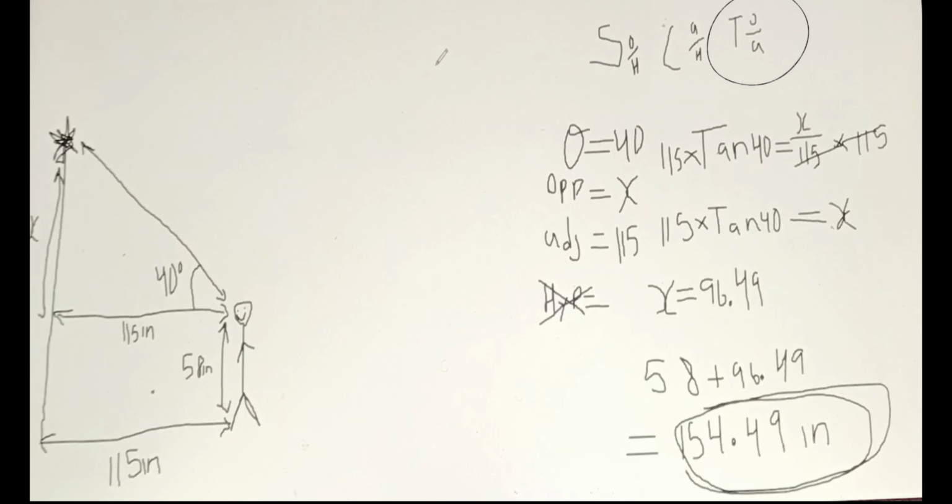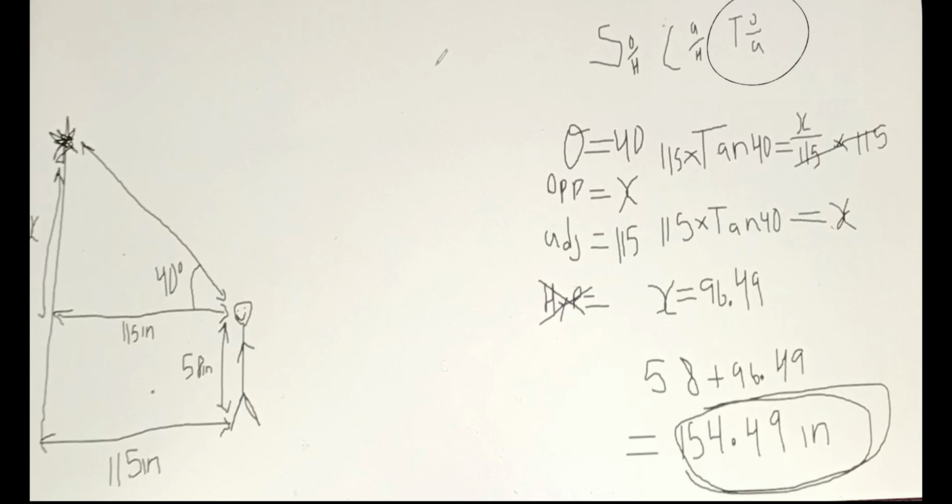To get x alone, we multiply by 115 on both sides. Multiply 115 on this side, 115 on this side. This cancels out, so it leaves us down here at the bottom with 115 multiplied by tangent 40, which is going to give us x, or the opposite, the height between Connor's eye line and the top of the tree. So when we put that into the calculator, we get x is 96.49.